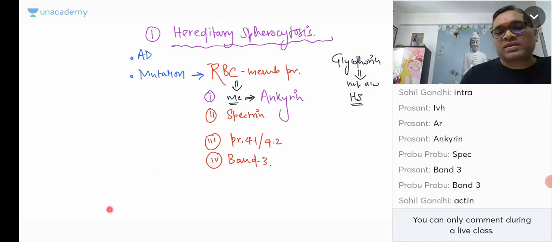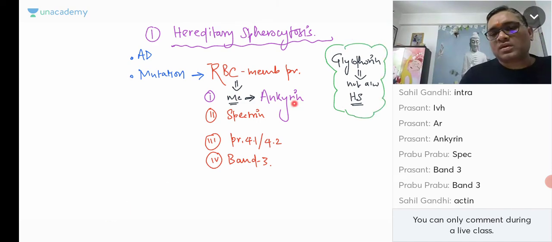So keep that point in your mind. Glycophorin is not associated with hereditary spherocytosis. Clear? Glycophorin is not associated with hereditary spherocytosis. Right, this is number one question.